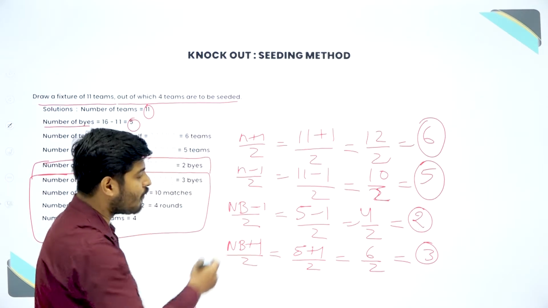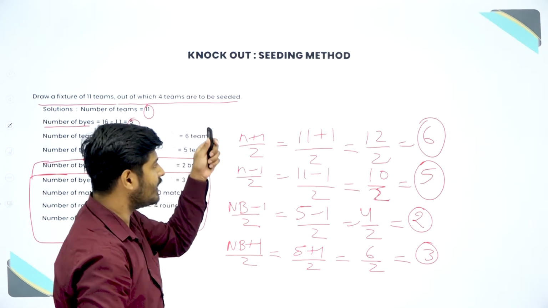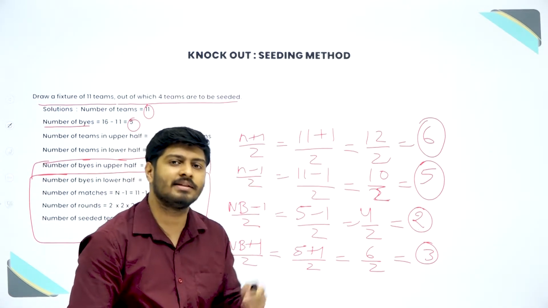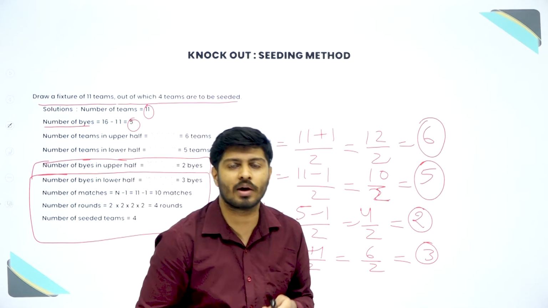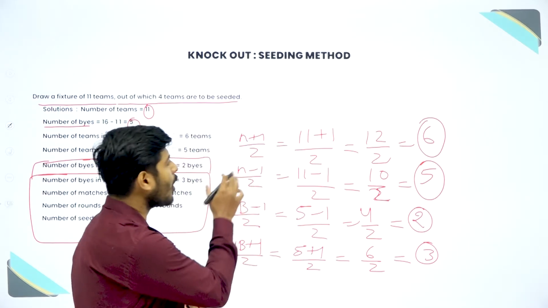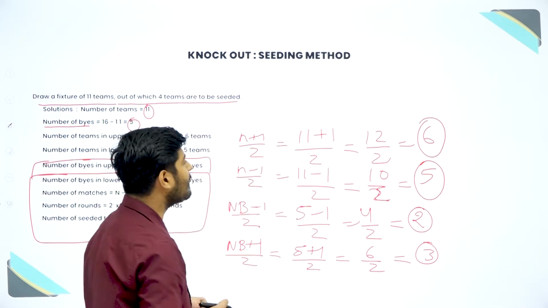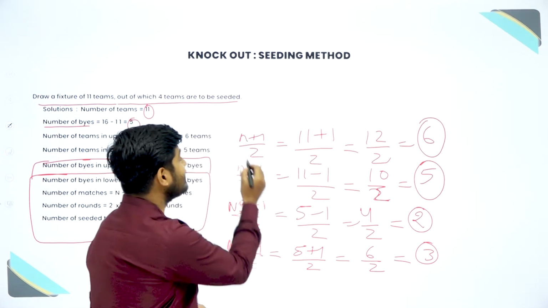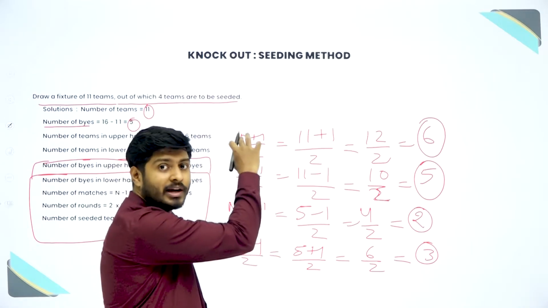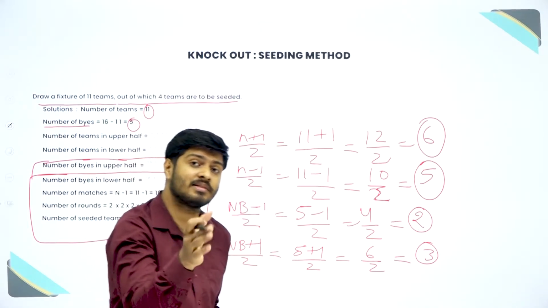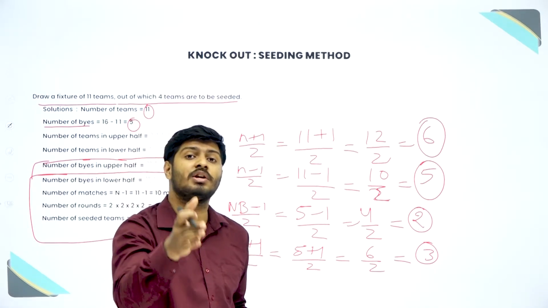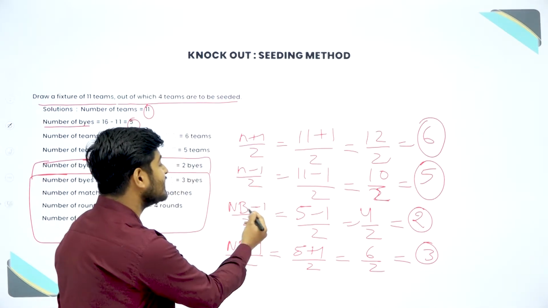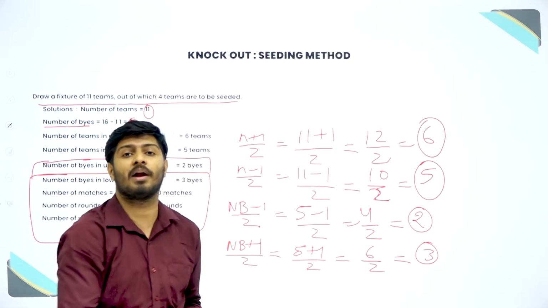Now if you look into the formula very closely, in both situations, the division of byes and the division of teams into upper half and lower half, you have some common elements. In the formula for team division, the upper half is N plus 1 divided by 2. But when you do the calculation for the byes, it becomes NB minus 1 for the upper half.